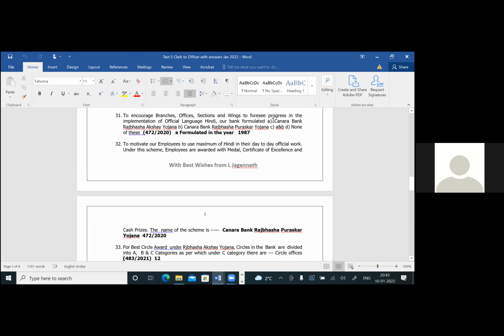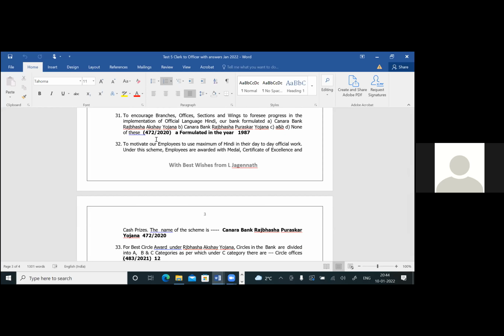So Canara Bank Rajbhasha Akshaya Yojana is the scheme formulated by Canara Bank to encourage branches, offices, sections and wings to show progress in the implementation of the official language. This is given in HO Circular 472/2020, and it is formulated in the year 1987. So wherever I have given the circular numbers against the question, please go through them once. I can only make an appeal to you.